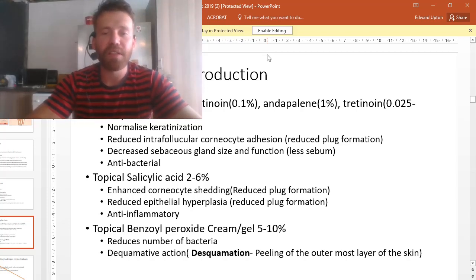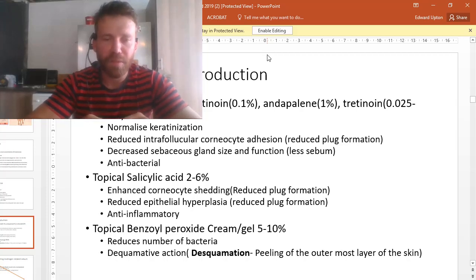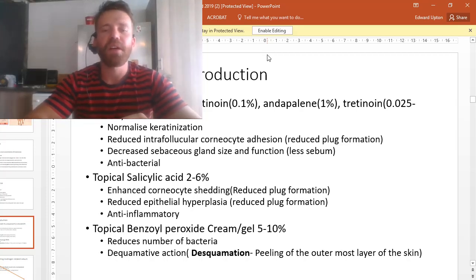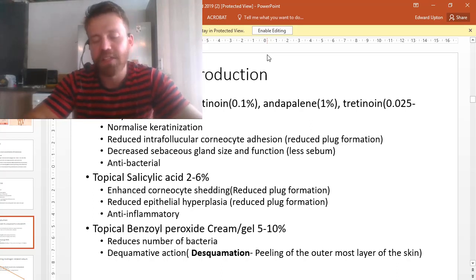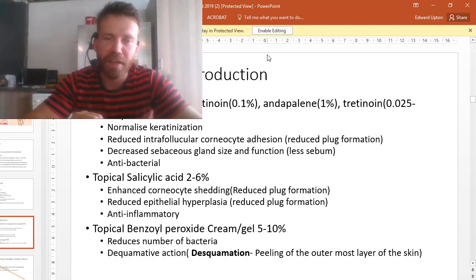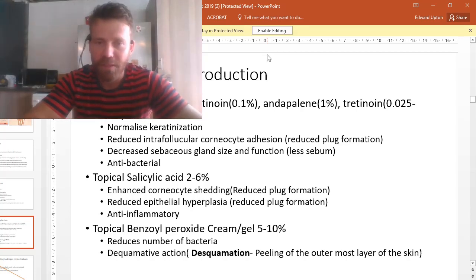It is actually toxic to the bacteria itself, so it destroys some of the bacteria, and it also enhances desquamation. So if we can enhance desquamation in a controlled manner, we can lessen the amount of abnormal desquamation. If we lessen the amount of abnormal desquamation, we have less plug formation. So that's basically what we're getting done here.